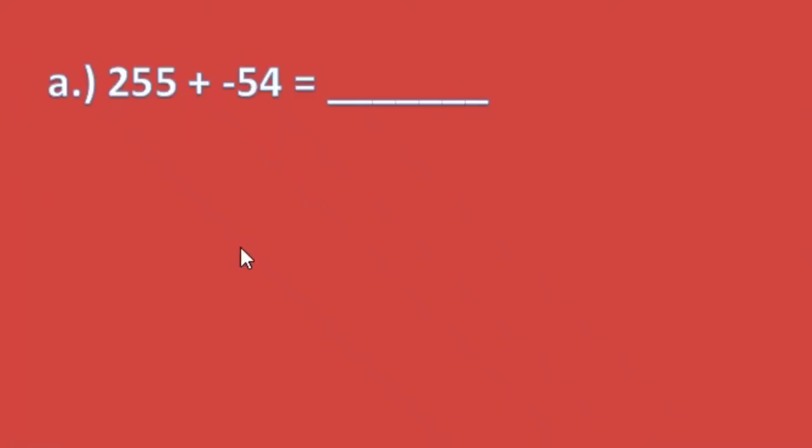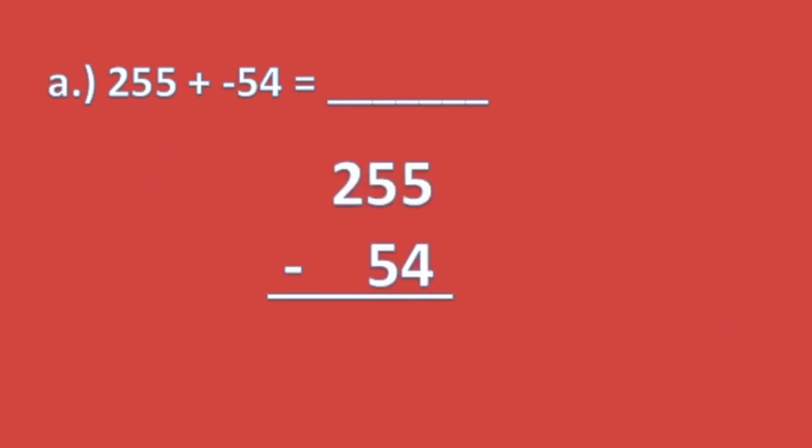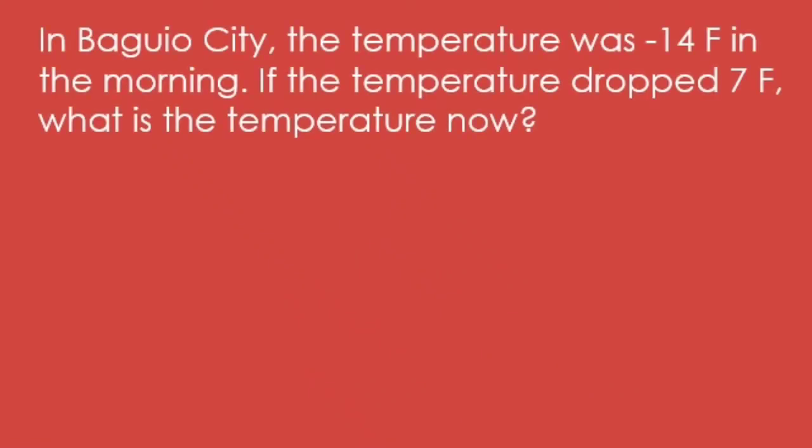Now let's try to solve a few more. We have 255 plus negative 54 equals blank. So we have different signs here, so we should subtract. So 255 minus 54. So we have 5 minus 4 is 1, 5 minus 5 is 0, and 2 will be brought down. For its sign, it will copy 255 sign, which is positive. So positive 201.